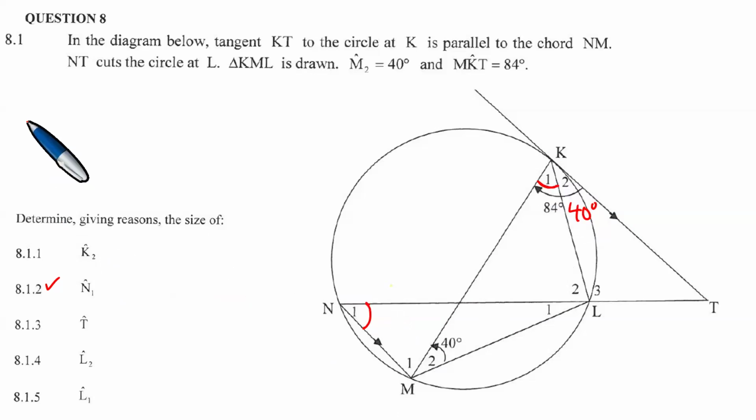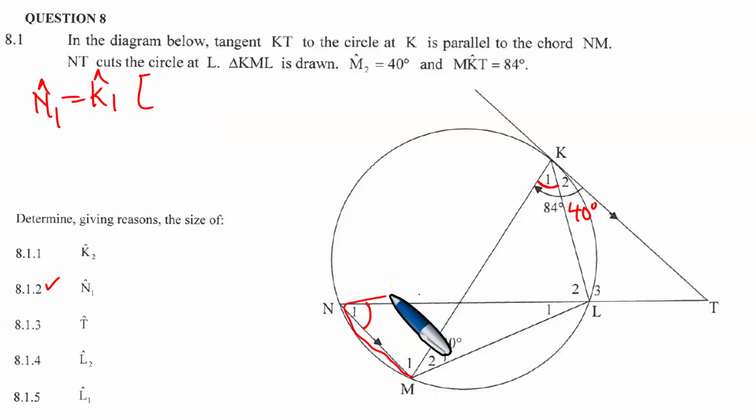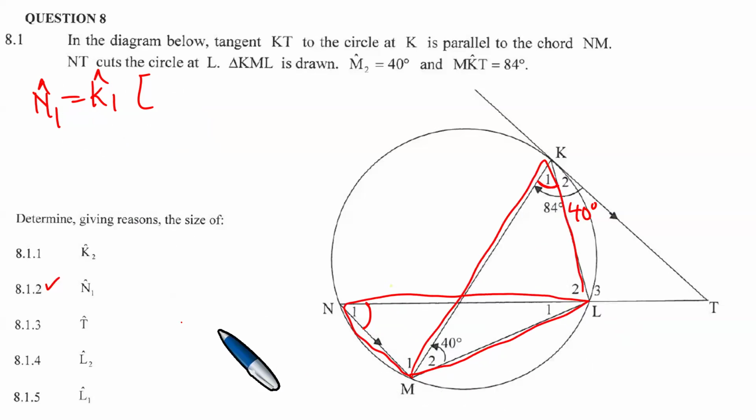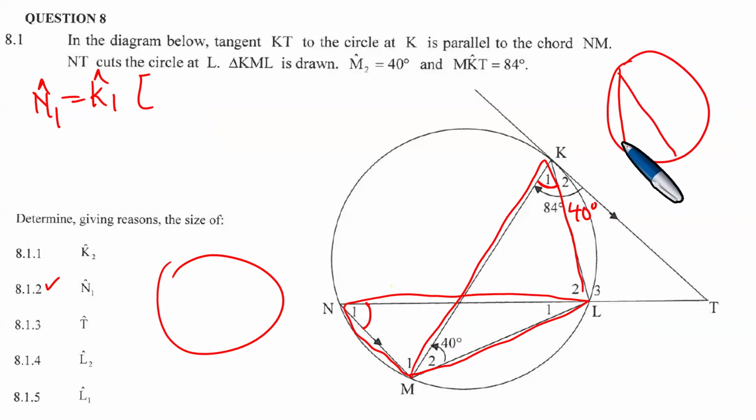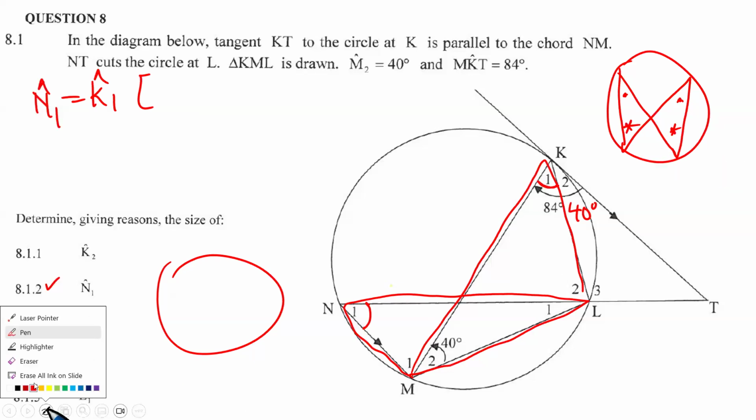So first things first, the angle N1 is equal to the angle K1. This is true because these form a butterfly, a bow tie. If you have this bow tie, let me draw the bow tie here. This angle here equals this angle there, and this angle here equals this angle there. So y'all take note of that.